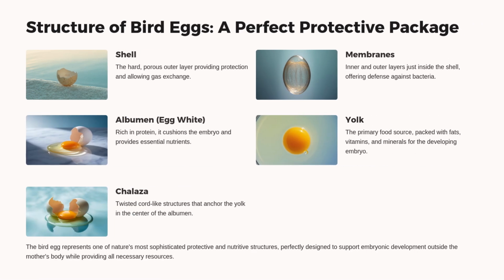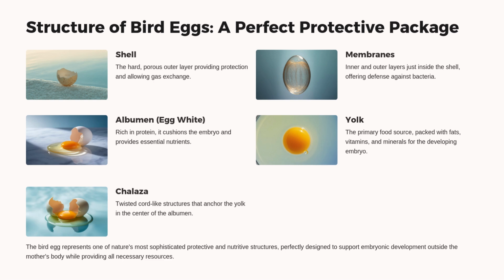Structure of bird eggs, a perfect protective package. Shell. The hard, porous outer layer providing protection and allowing gas exchange. Membranes. Inner and outer layers just inside the shell, offering defense against bacteria. Albumin. Egg white. Rich in protein, it cushions the embryo and provides essential nutrients.